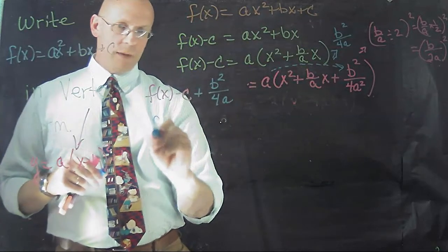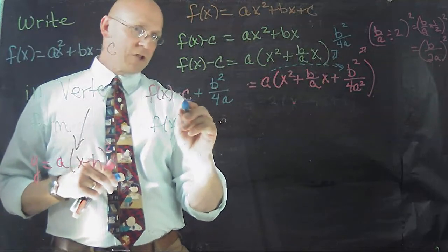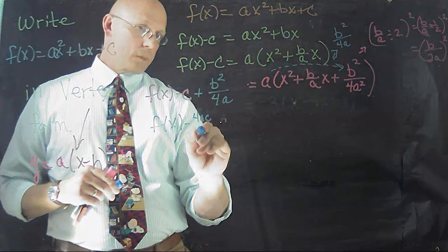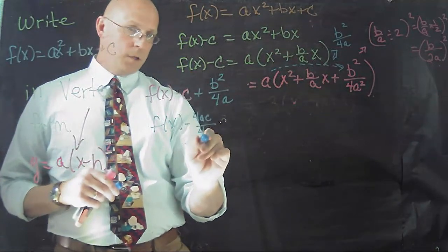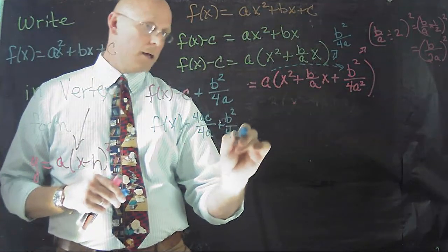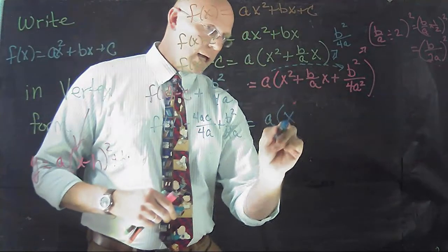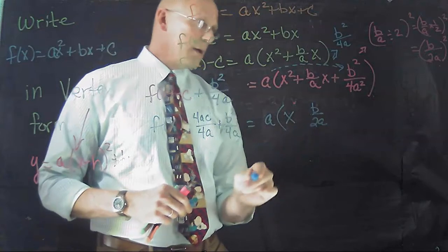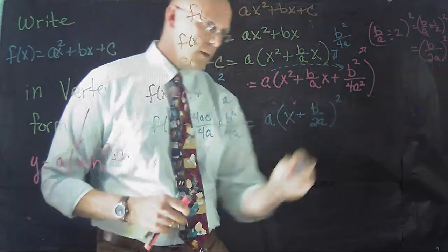Well, let's see. This would become f of x minus, this would become what? I'd have to change this to 4ac. Is that right? Yeah, 4ac over 4a. Plus b squared over 4a equals a times the square root of this, x. The square root of this is b over 2a. This becomes a plus squared. Look at that.